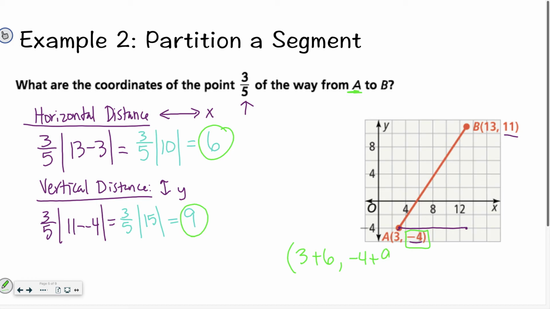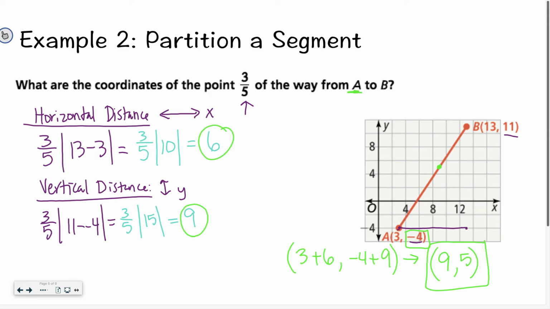in the y direction. So the point that is 3/5 of the way from A to B is 3 plus 6 is 9, comma, negative 4 plus 9 is 5. So that is my point. So 9, 5 would be, let's see, right there, about. That's about 3/5 of the way. It's a little farther than halfway between.